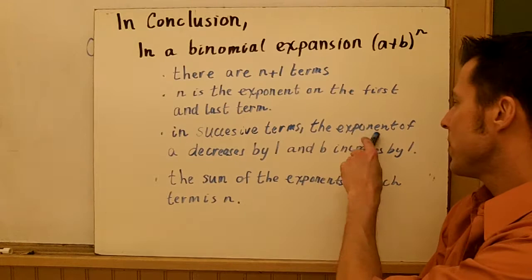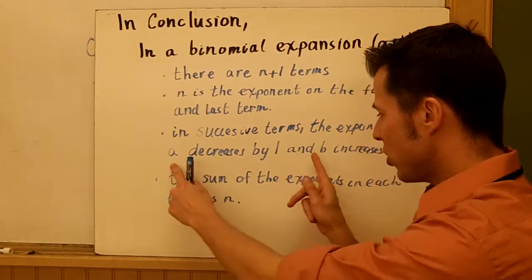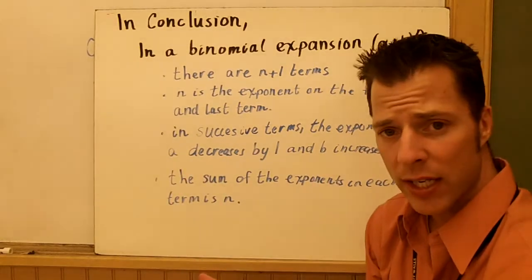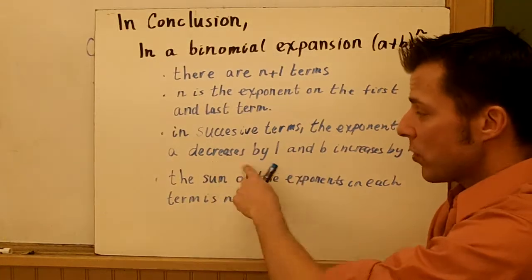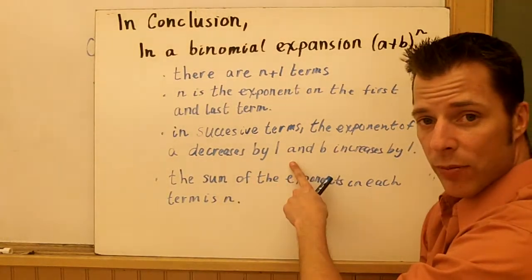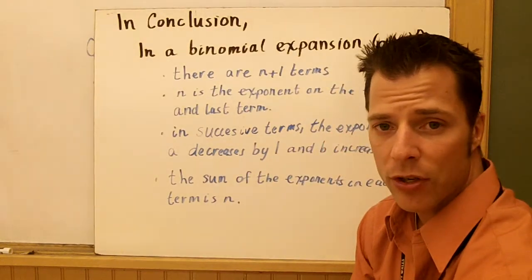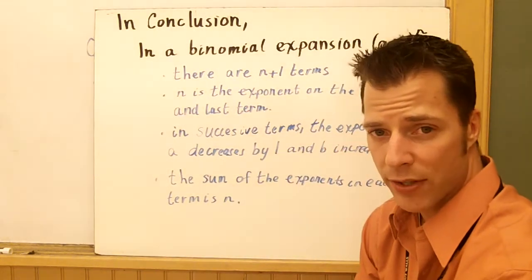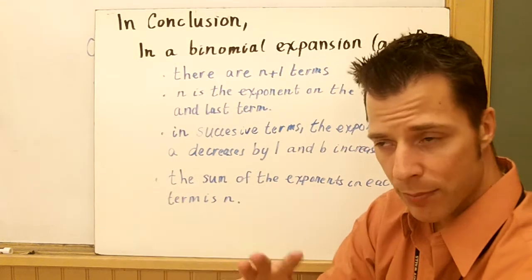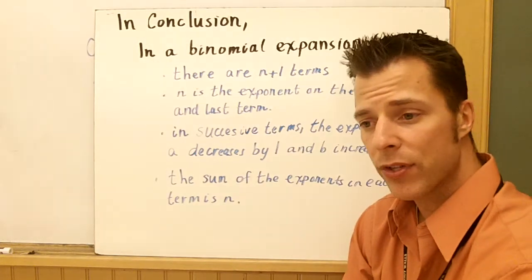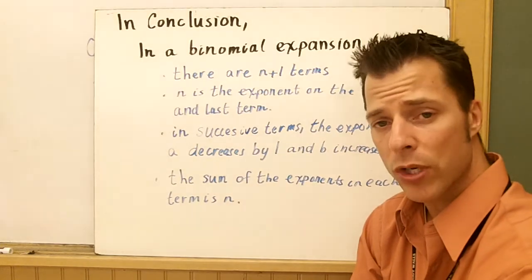In successive terms, the exponent of a decreases by 1 and b increases by 1. A and b could be x and y, or different variables, but whatever your first variable is in that binomial, that's always decreasing by 1. Whatever the second variable is, it always increases by 1. So that's the binomial theorem, and using Pascal's triangle to help us expand binomials, a plus b to the n power. Just be careful, these only work for binomials. It's not a trinomial. I didn't give you a monomial. It only works for binomials.